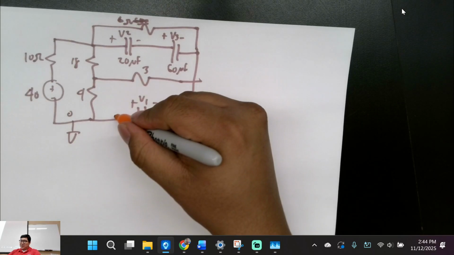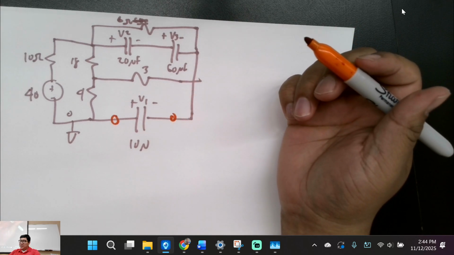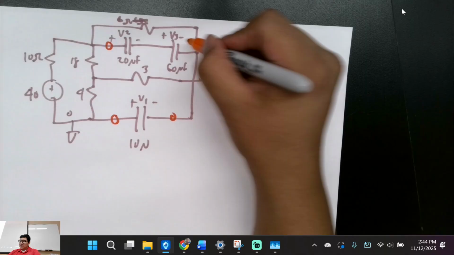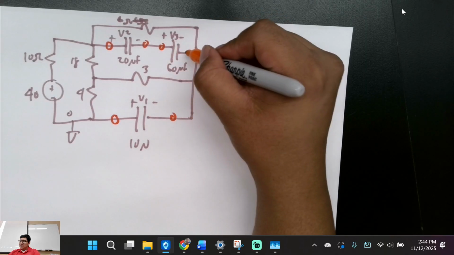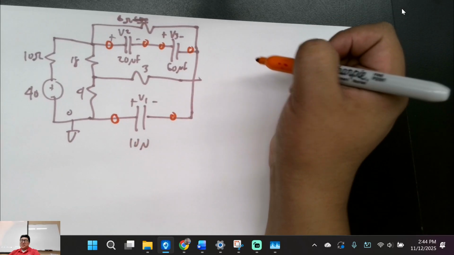So what do we have here? We have this guy right here, and then we have this guy right here. That's going to be 1 voltage. Then this right here is going to be another voltage, and this right here is going to be another voltage. Is that good with everybody? Let's redraw the circuit.